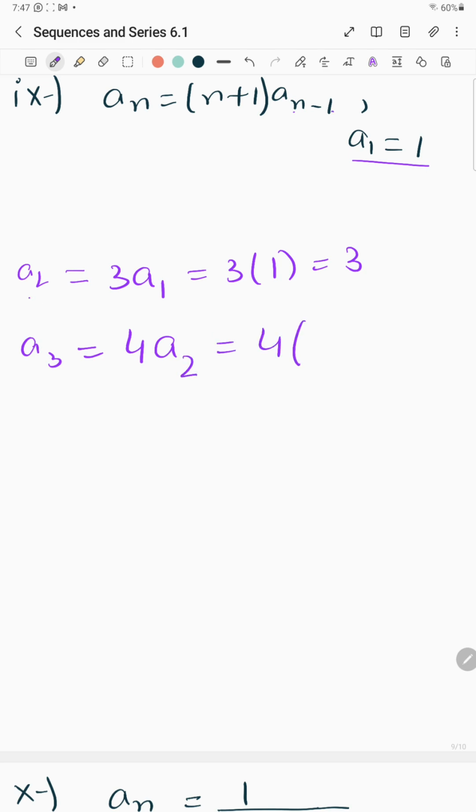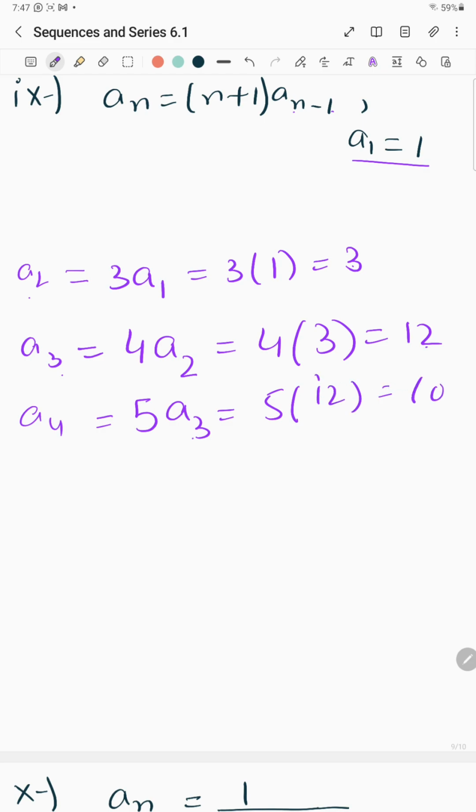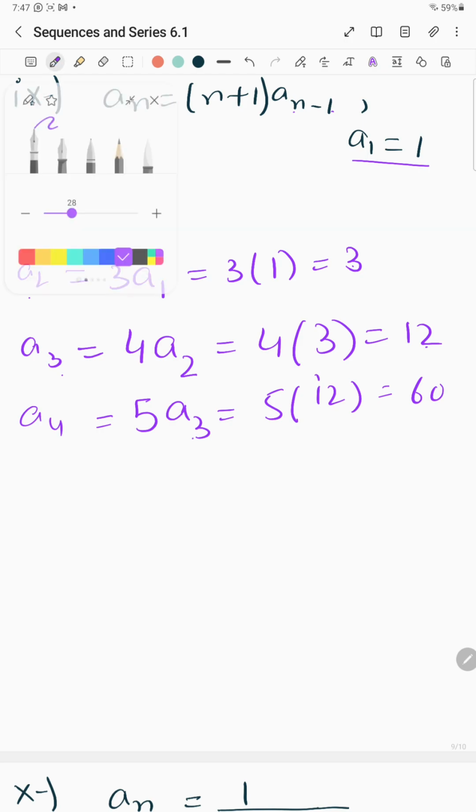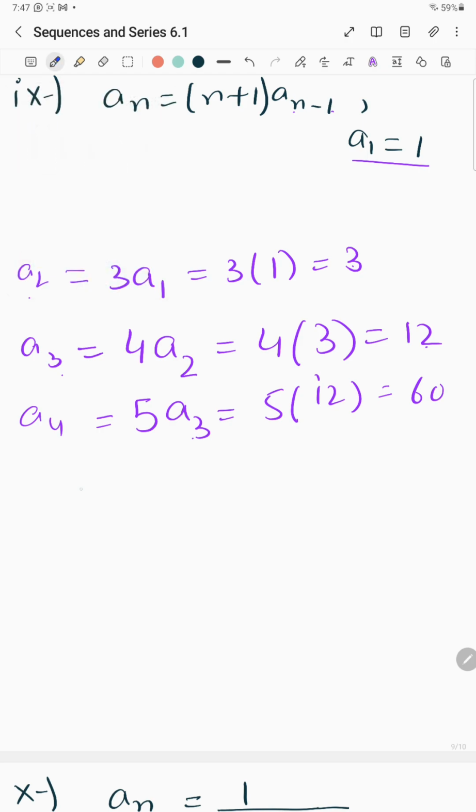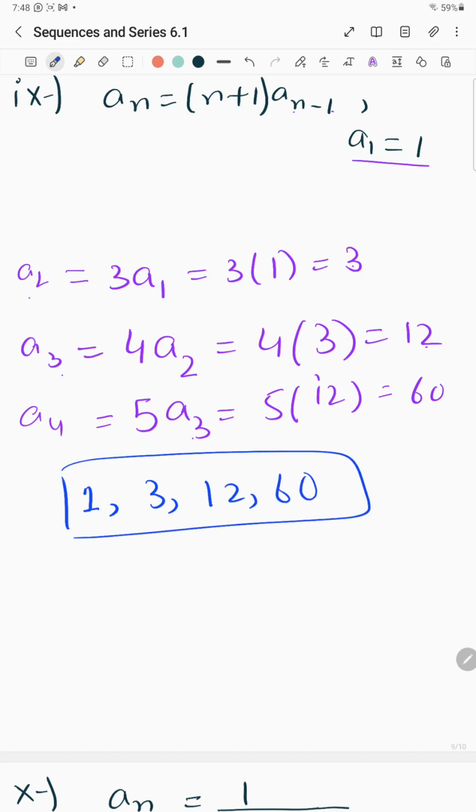And what is the value of a2? 3. So it's going to be 12. a4, 4 plus 1 is 5, and a4 minus 1 is 3. So 5, and a3 is going to be 12, that is 60. So that we get the sequence, and the sequence is 1, 3, 12, 60.